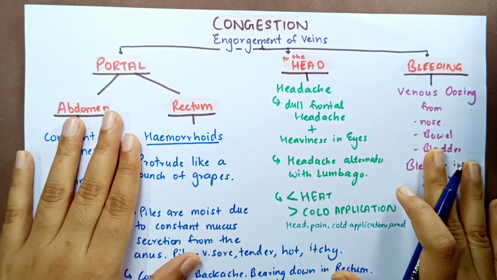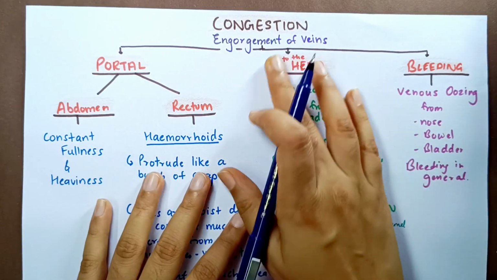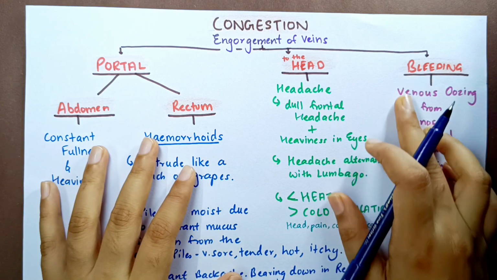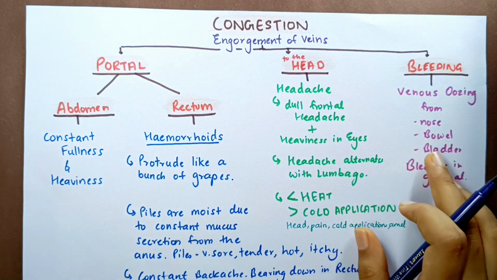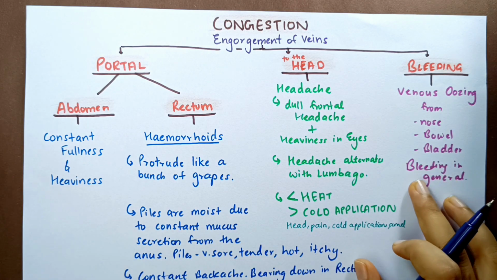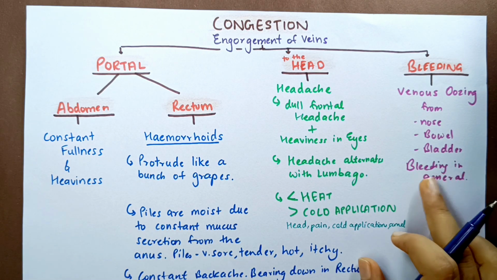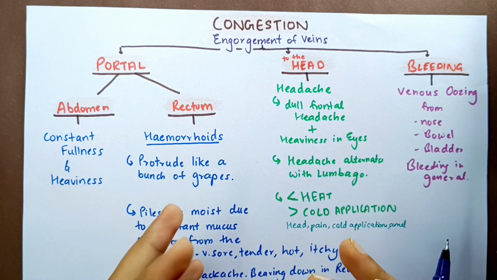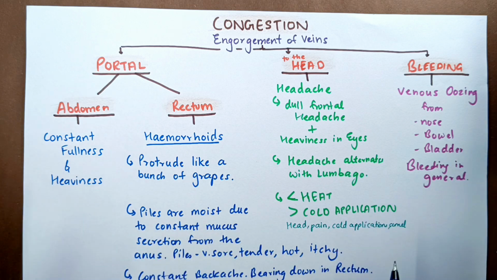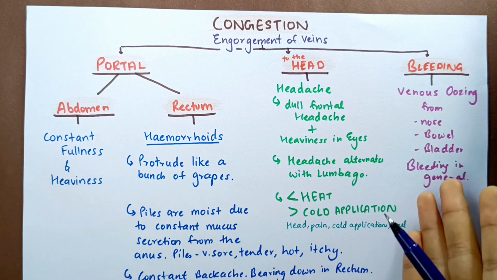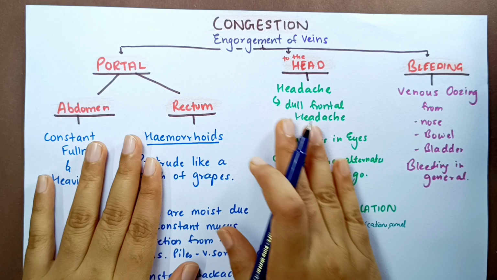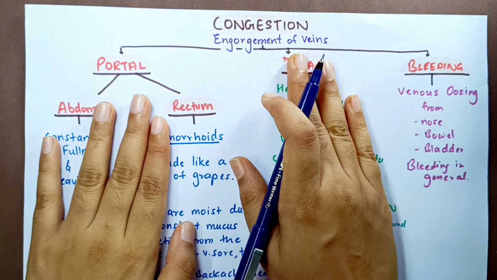Okay, that portal vein along the liver and all, and to the head, and obviously bleeding all over the body because veins are everywhere. So there will be venous oozing from the nose, from the bowels, from the bladder, and bleeding in general. This will be there because the veins all over the body are full and engorged, and they're so full that they cannot accommodate any more, and that will lead to venous oozing. And this will result in bleeding, obviously. Now we'll see what it does to the head and to the portal system.